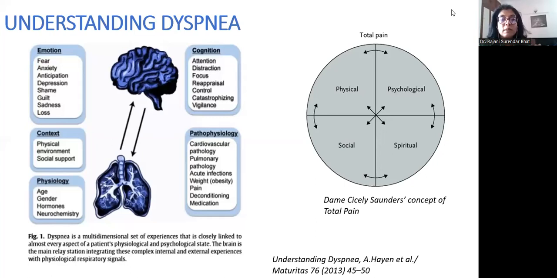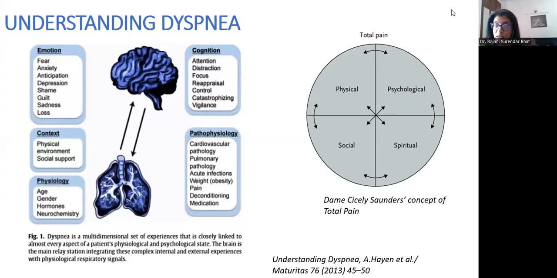There's also certain emotions which play on it. So that is about whether there's fear and anxiety, whether there are other symptoms added on like pain. And we've started looking at it in the same way that we look at total pain in Dame Cicely Saunders' model. That this is a symptom which you could look at in the way that you look at pain, that there's a physical element to it, there's a social element to it, there's an emotional, psychological element to it, and there's a spiritual element to it as well.